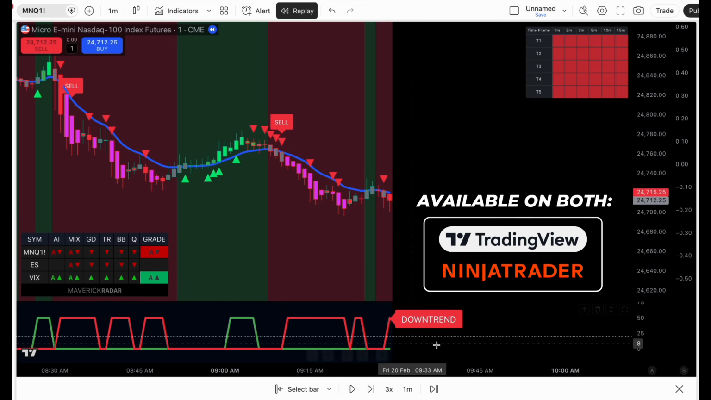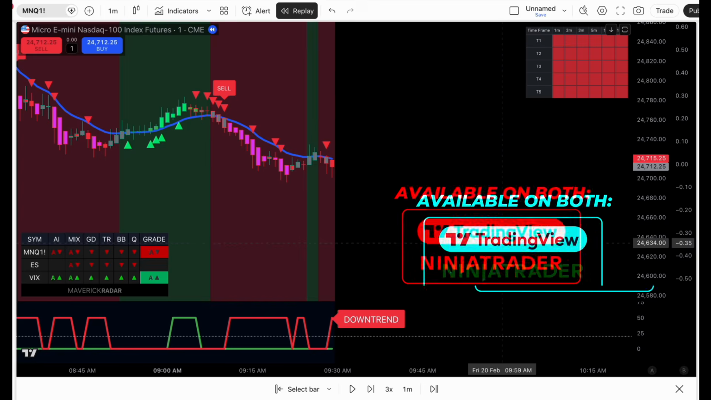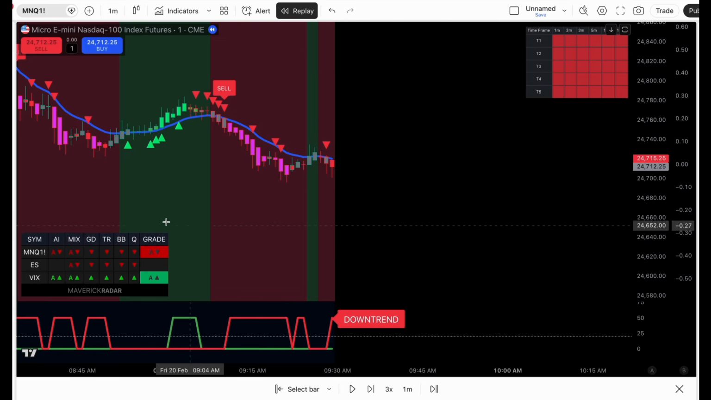And what I wanted to do was jump on here and just show you how the Maverick indicators, particularly the Maverick radar, but really the Maverick indicators as a whole, could have kept you on the right direction. So let's look at the open. I am on the NQ, or on the micro chart, but it doesn't really matter.